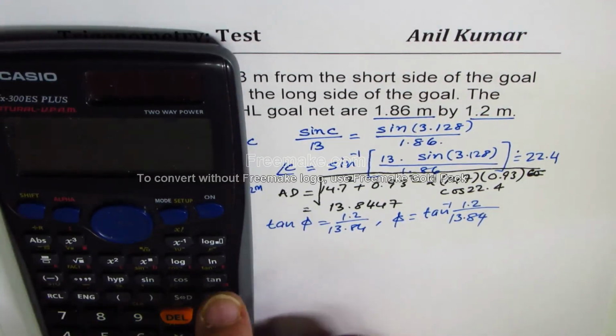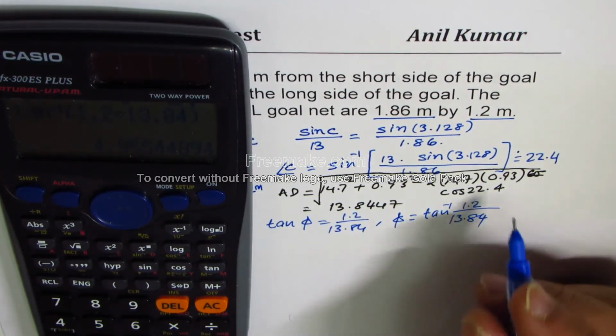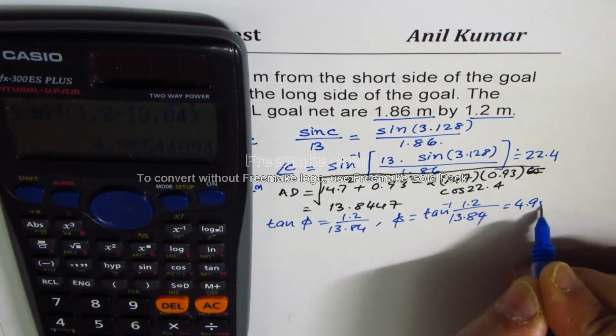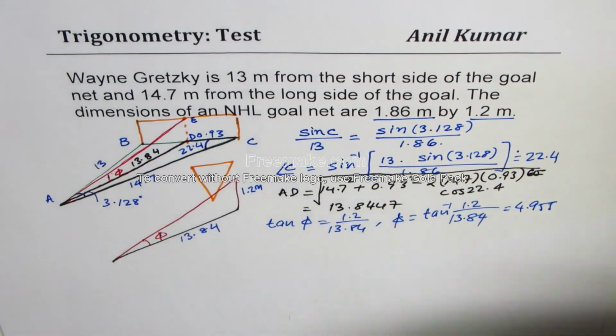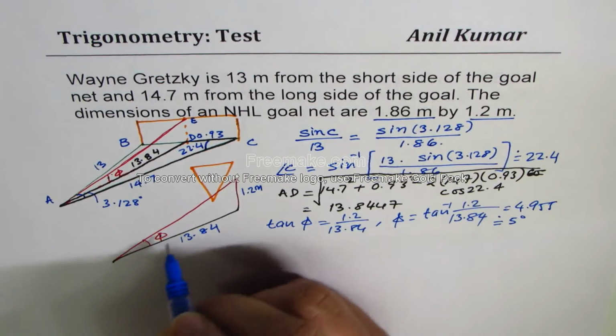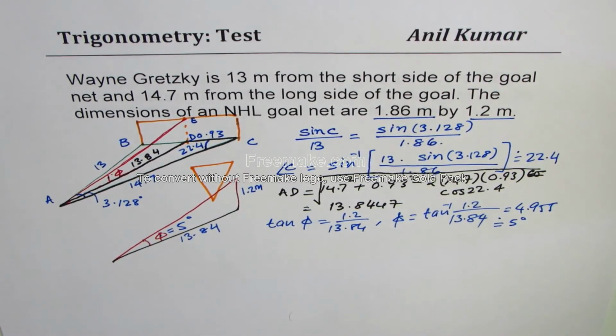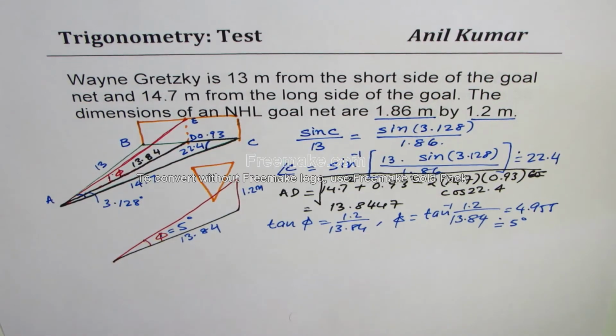So let's figure out this one. We have shift tan inverse 1.2 divided by 13.84, which is equal to 4.955. So I can round this to 5 degrees, right? So this is equal to 5 degrees. So I hope with this all the calculations are understood, and with a calculator it makes it easy to do these calculations, and I hope it helps you in your test, correct?